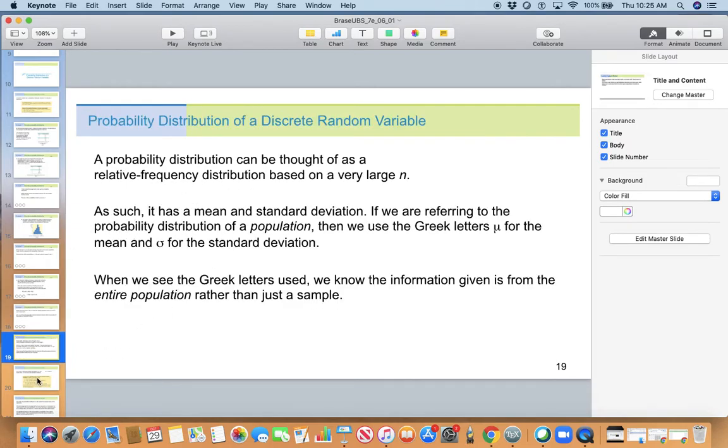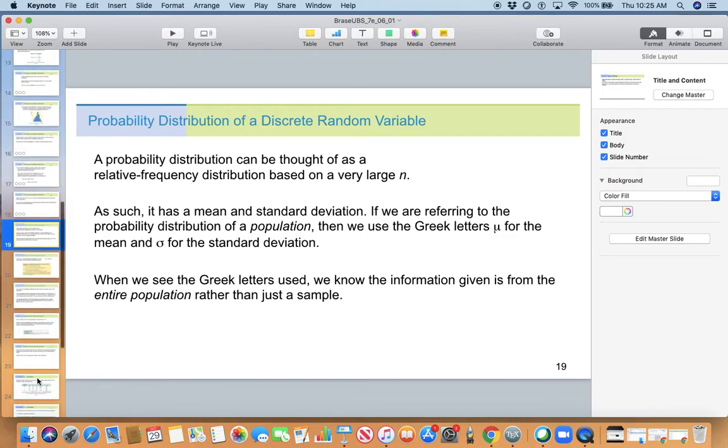A probability distribution can be thought of as a relative frequency distribution based on a very large n. As such, it has a mean and a standard deviation. If we are referring to the probability distribution of a population, then you use the Greek letter mu for mean and sigma for standard deviation. When we see the Greek letters used, we know that the information given is from the entire population.